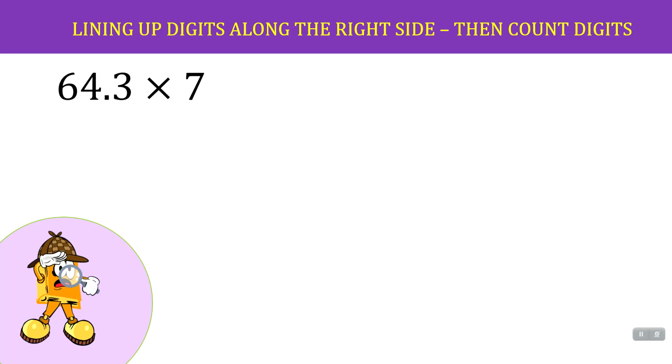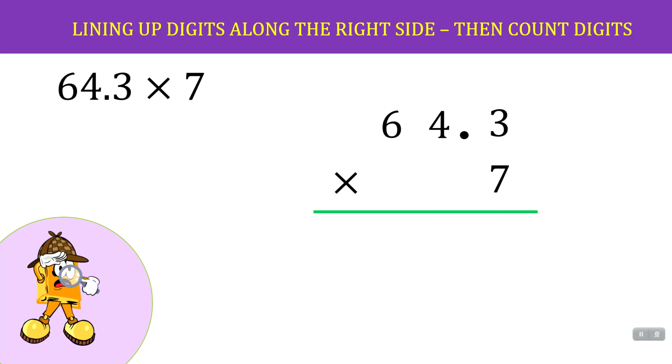If we have 64.3 multiplied by 7 and we wrote it out, 64.3, and we multiplied by 7 without any place value headings, we do the same thing. We start 7 times 3 is 21. We write the 1 and we carry the 2. And then we continue going left multiplying. 7 times 4 is 28 plus 2 is 30. We write the 0 and carry the 3. And lastly, 7 times 6 is 42 plus 3 is 45.